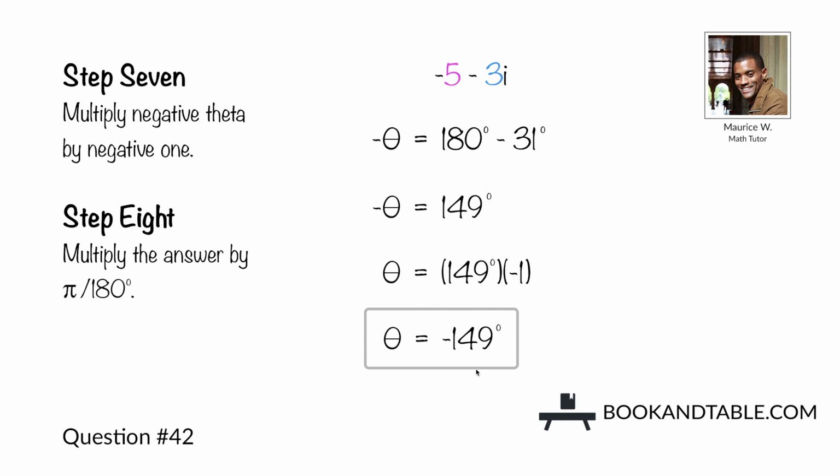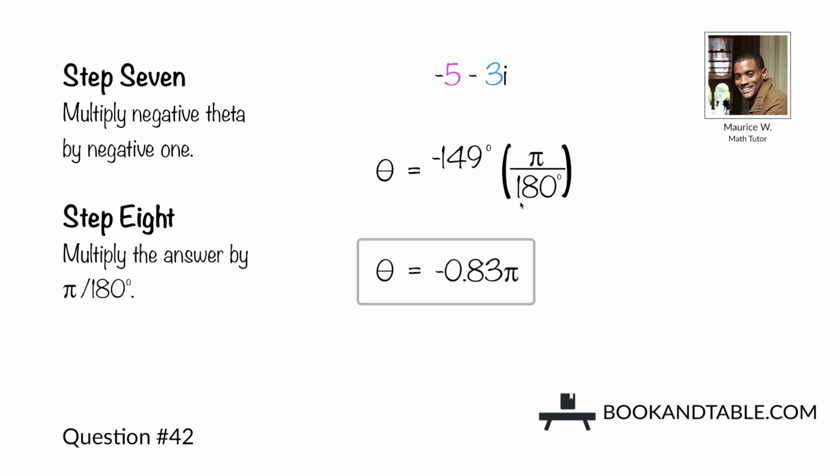And to convert this answer into radians, you want to multiply it times pi over 180 degrees. Doing so gives you negative 149 degrees divided by 180 degrees, which gives you negative 0.83 radian. So the argument of negative 5 minus 3i is negative 149 degrees, or negative 0.83 radian.